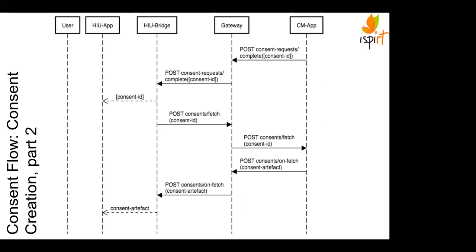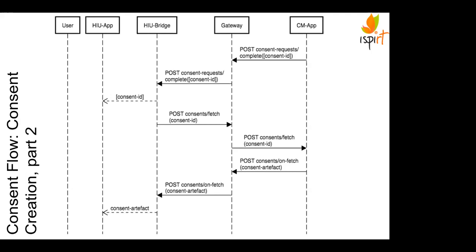And all of this is happening in real time. The CM app then sends it back saying, okay, for this particular consent ID, the user has approved it. So it sends it back to the gateway and it sends that relevant information back to the bridge. The bridge is nothing but a forwarding entity who sends it back to the HIU. The consent ID essentially allows for the HIU app, since these are async flows, to check for status, right?